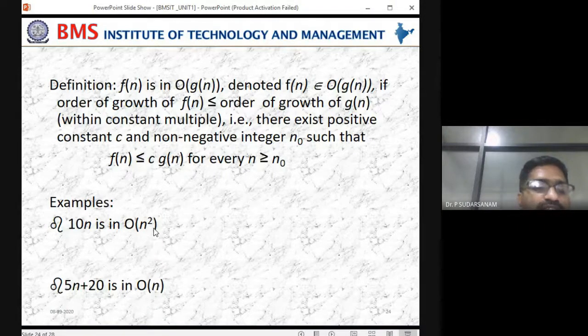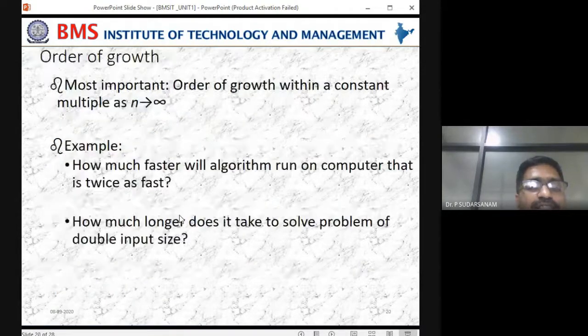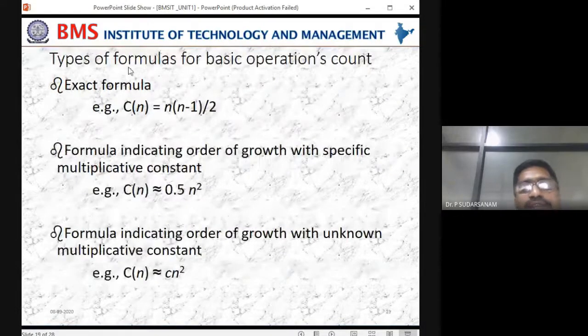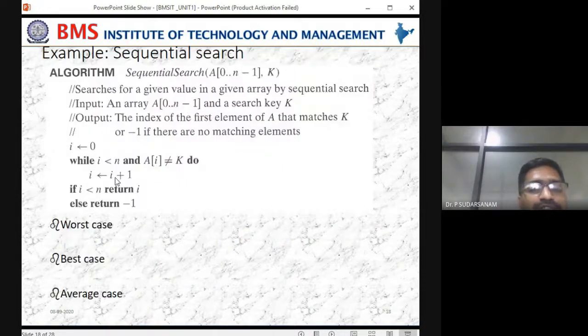You may have a doubt now: order of n square, how will you get order of n square? We saw the example yesterday. C of n is equal to n into n minus 1 divided by 2, the exact formula according to this one.